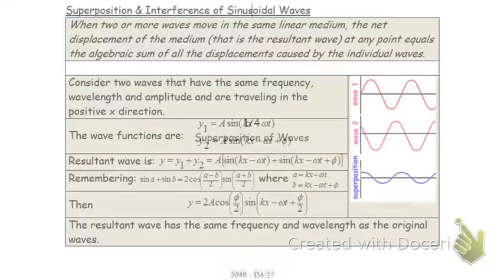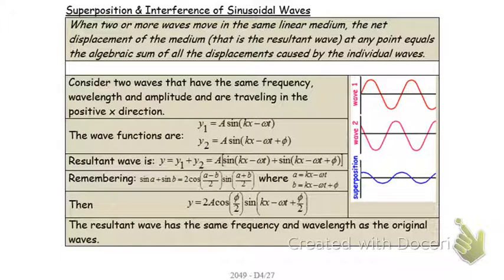So, superposition of waves. We're going to deal with it mathematically, and I don't need the math, I just need the understanding from the math. What we say is that when two or more waves move in the same linear medium, linear not meaning like a string, but linear meaning 2 + 2 = 4, like arithmetic sums, the net displacement of the medium, that is the resultant wave, the one down here, at any point along here, equals the algebraic sum of the displacements caused by the individual waves.